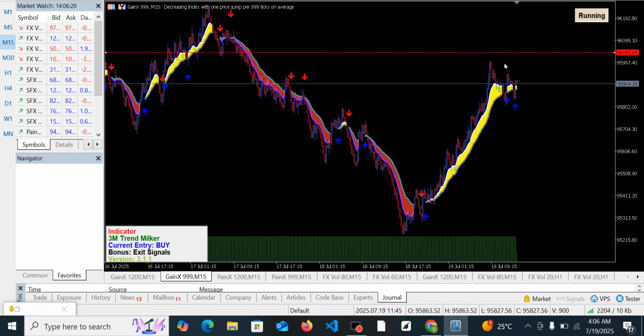So this is the benefit of you trading the trend. This is still 15-minute time frame for GainX 999. Okay, it gave us a downtrend signal around here. That is why you guys just need to get a good indicator that can help you to identify the trends. Okay, just like this one that I am having right here. It gave us a downtrend signal around here, and it is coming from resistance zone.